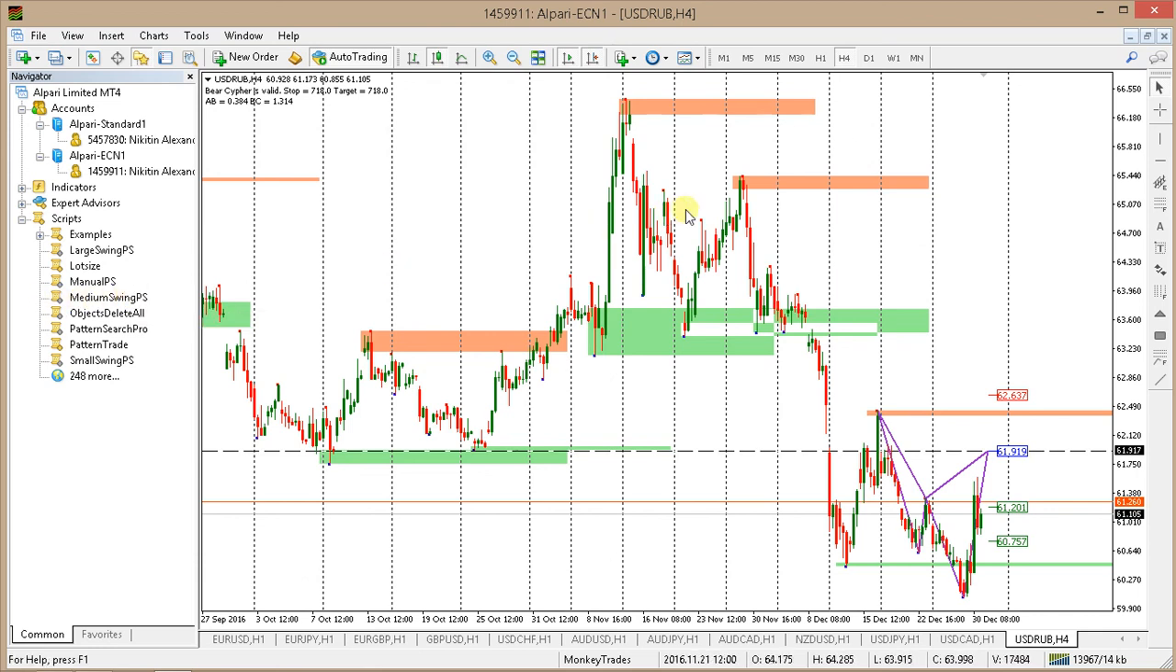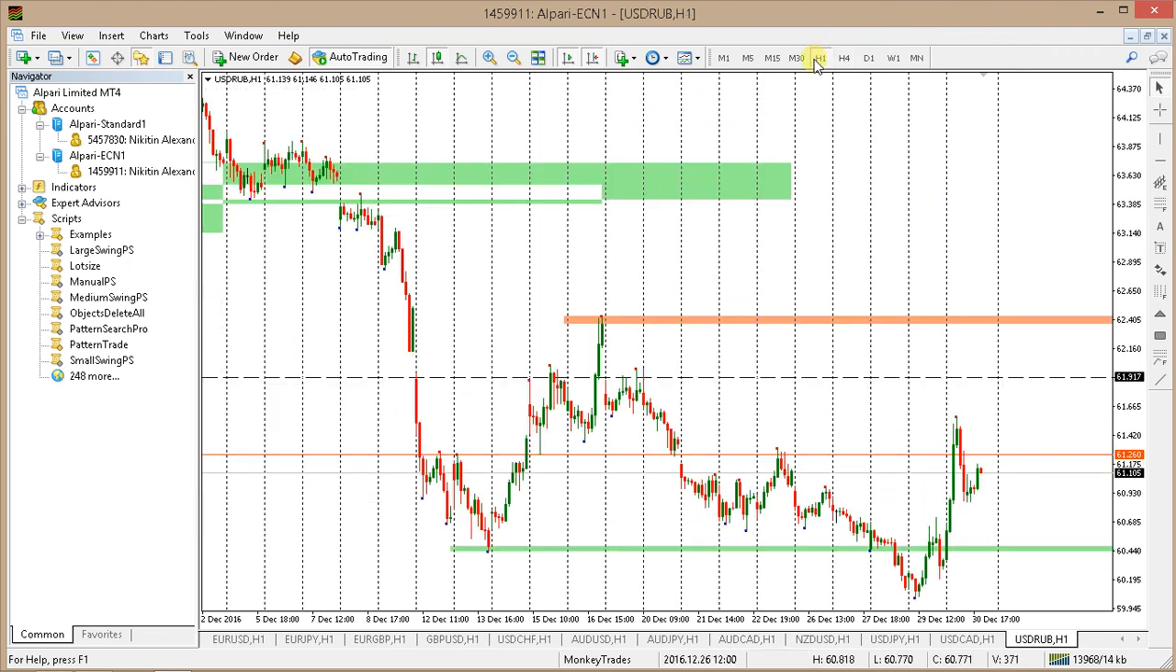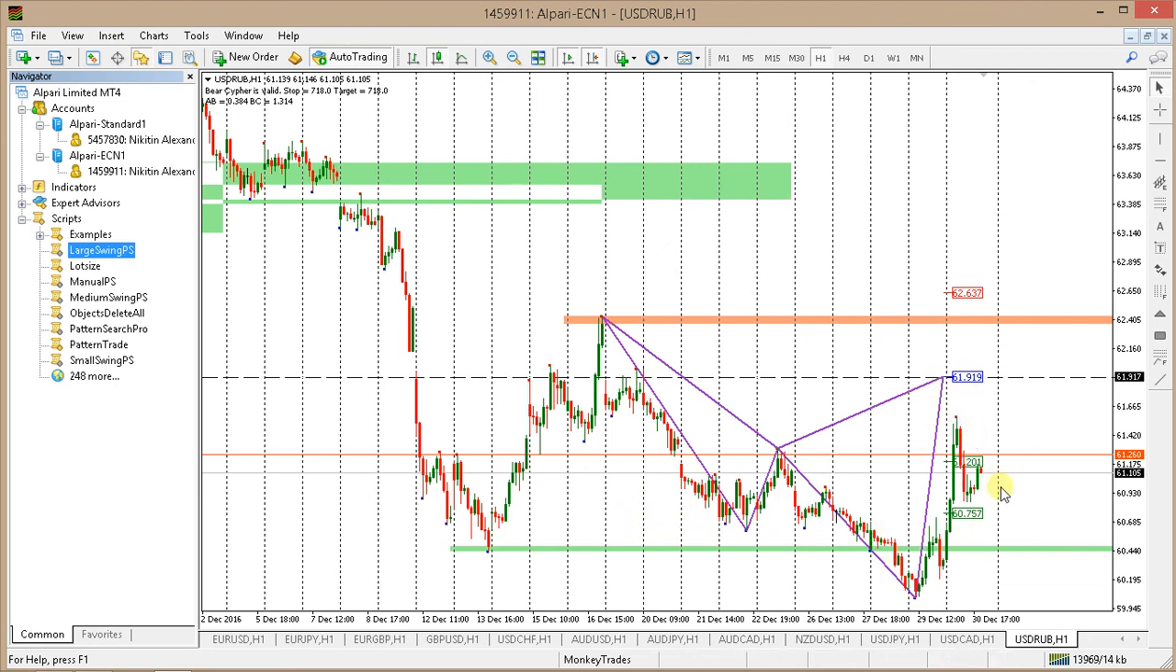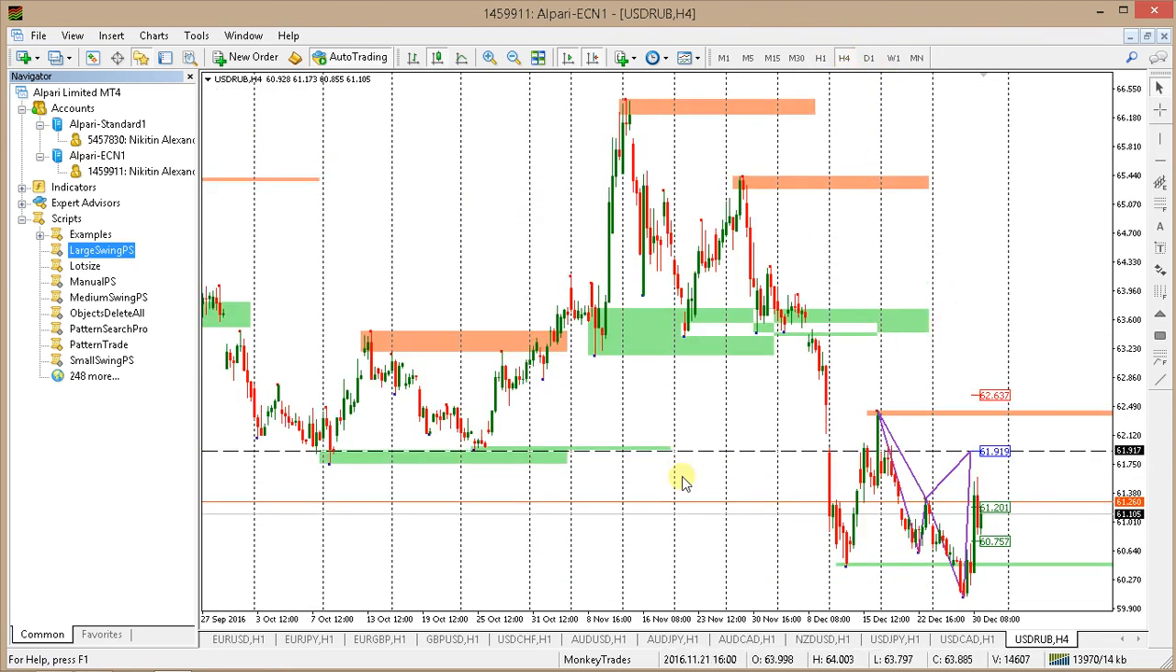Medium swings on 4-hour. Well, I can show you a trick. What is a medium swing on 4-hour can be a large swing on hourly. Boom, and you see the same pattern here. The same pattern. Okay, if price goes a bit higher, the limit order will be triggered and the targets will be placed at 61.20 and 60.75.